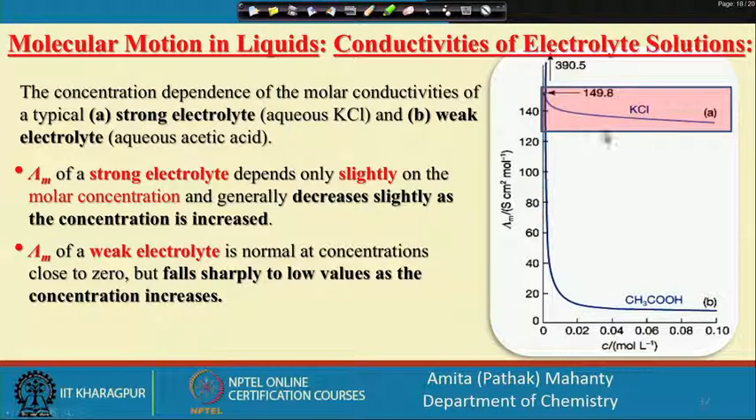KCl is the classic example of a strong electrolyte, and acetic acid is a classic example of a weak electrolyte, where you have a sharp fall in the molar conductivity or molar conductance as you increase the concentration. While it has a moderately appreciable value at concentrations almost towards 0.